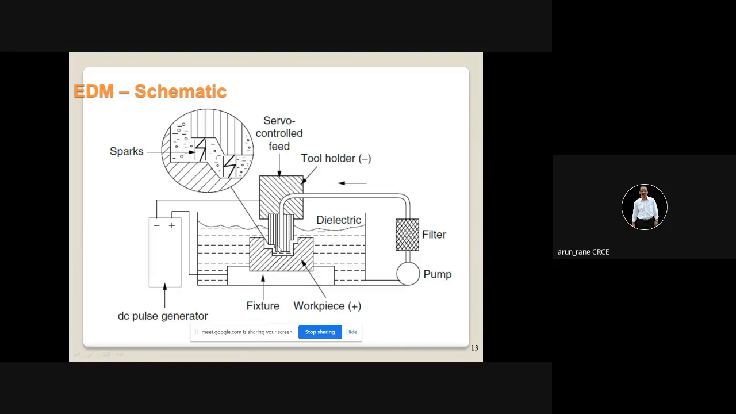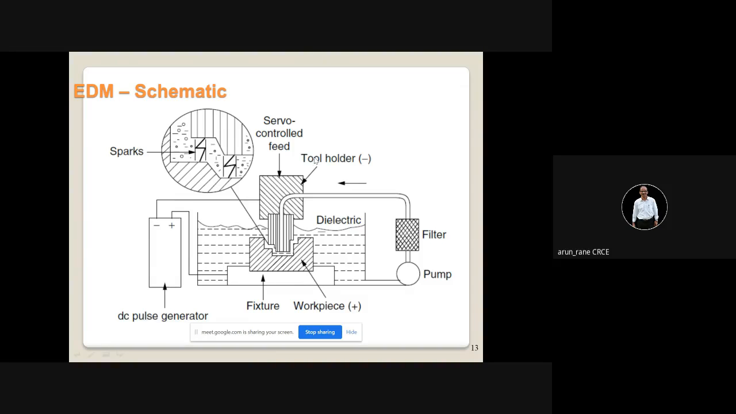So if you zoom into this portion, this is a DC pulse generator which has a rectification and amplification circuit. This is the servo control feed which keeps moving your electrode up and down. Now if you zoom here and look, you can see that there is a movement of electrons and ions.